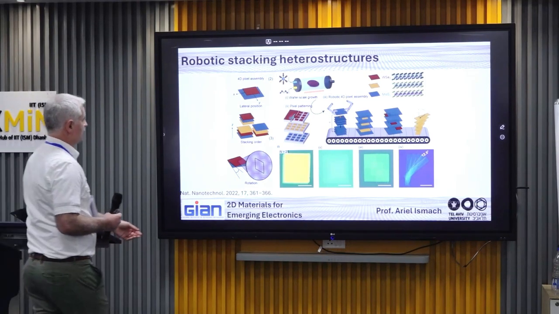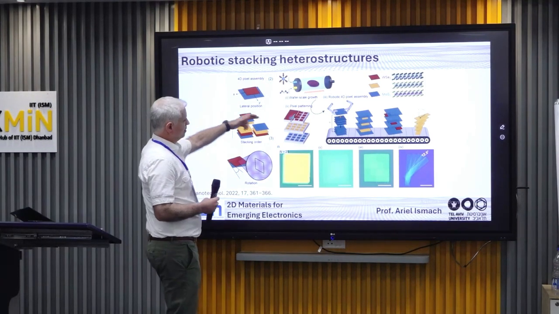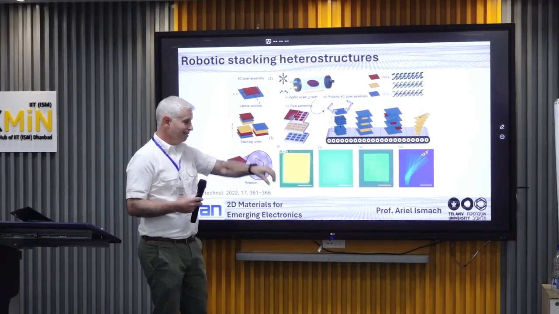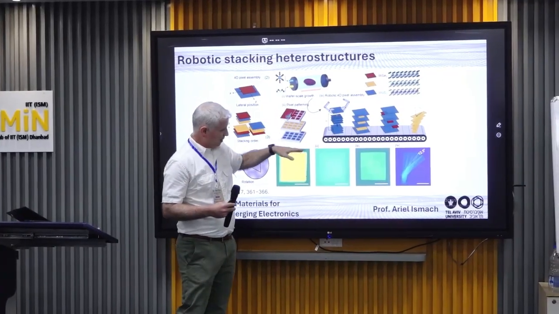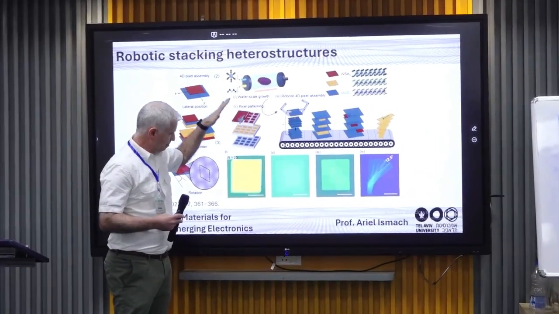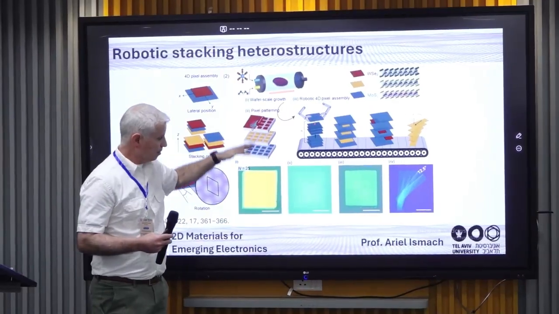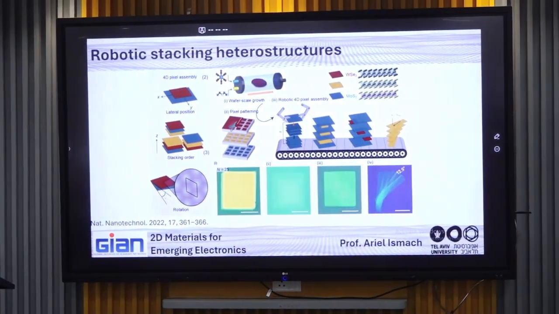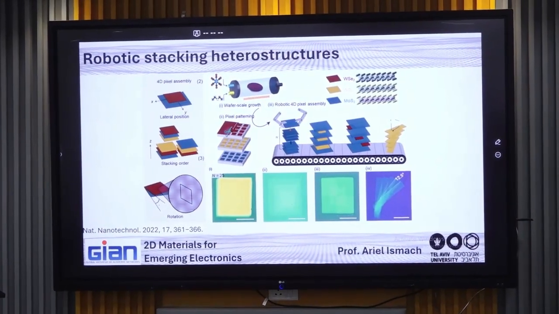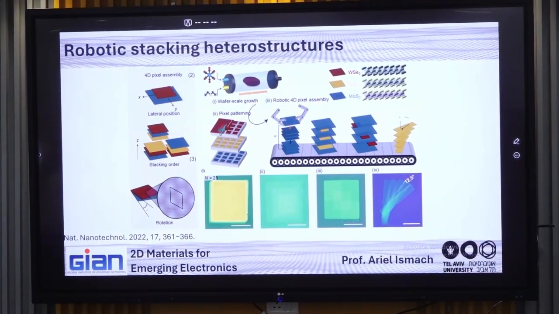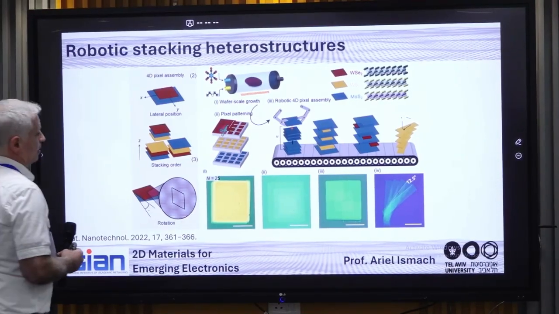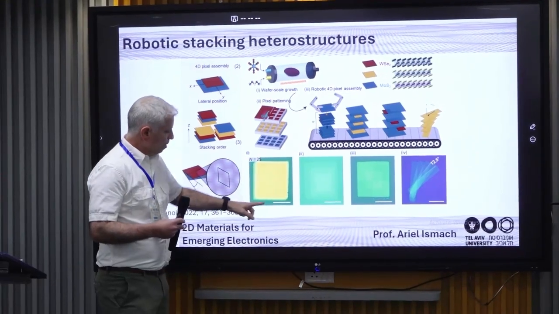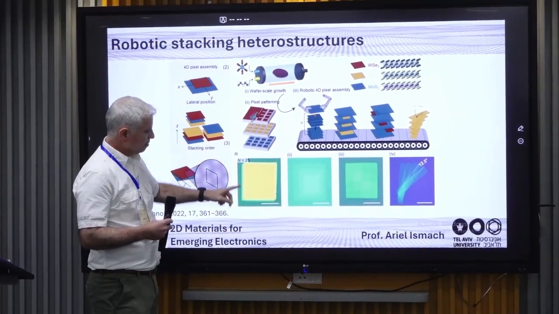You first start with your material, you cut it in pieces, so basically you make your pixels, and then with the robot you basically pick any pixel that you want of any color. Every color is a different material, and with a specific order. You may rotate between them, you may just align them, and then here you can see some examples of one on top of the other.